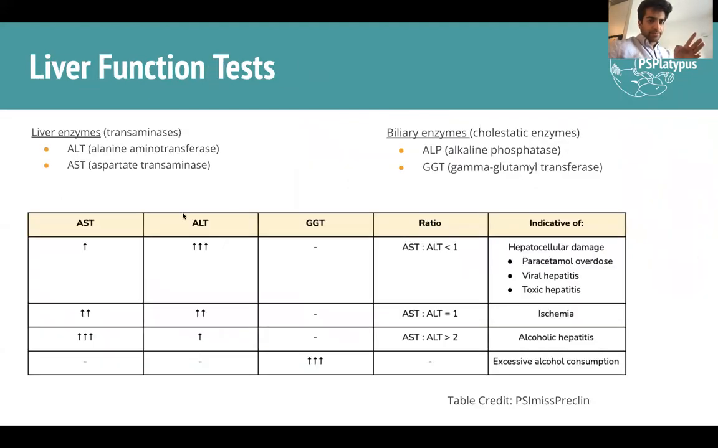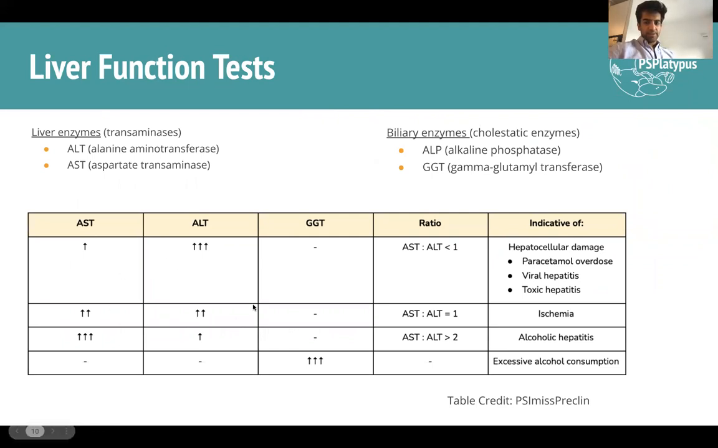Okay, let's talk about those. So ALT and AST we talked about with intrahepatic jaundice. Anytime there's liver damage, these are your liver enzymes, and they'll be increased because they're being released into the blood. Your biliary enzymes or your cholestatic enzymes are GGT and ALP, and they'll be released anytime there's something happening after the liver in the biliary tree.